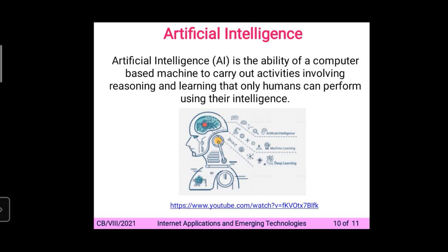In robots, artificial intelligence is used, which is very beneficial for human beings for their work, for thinking power or skilling power. Artificial intelligence, short form AI, is the ability of a computer-based machine to carry out activities involving reasoning and learning that only humans can perform using their intelligence.